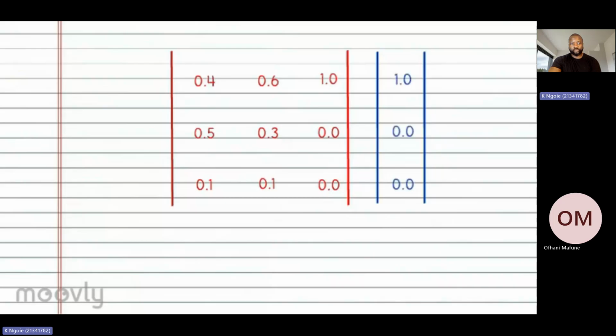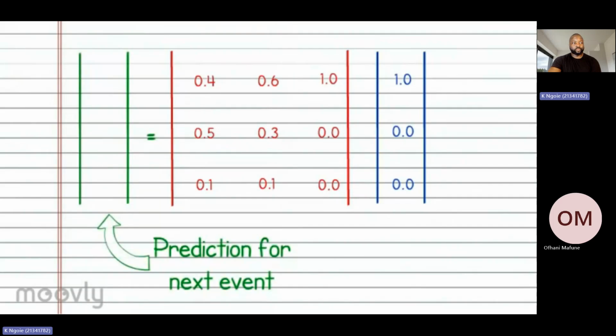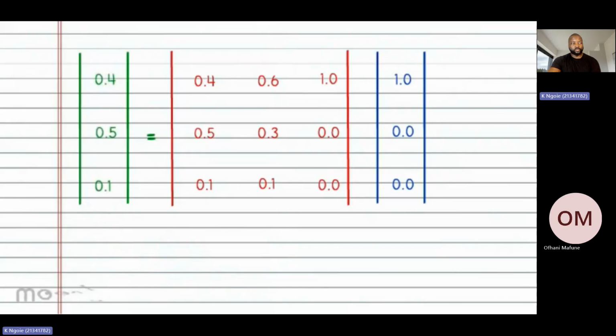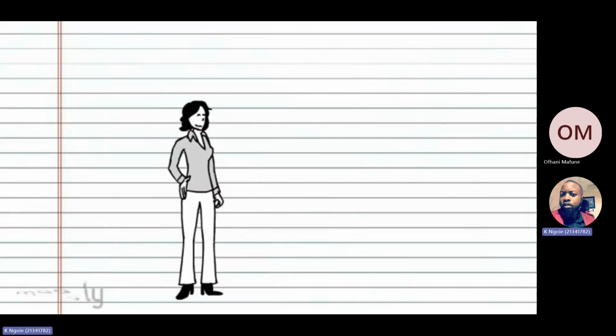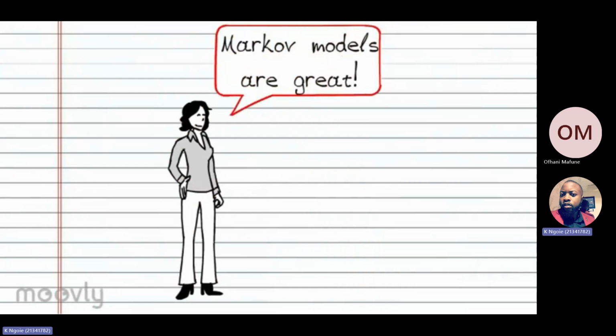If we multiply our transition matrix by this starting probability vector, then we get a new vector representing our prediction about where Romy will be 1 event in the future. We can apply the transition matrix again to see where Romy will be 2 events in the future. If we keep multiplying these transition matrices, then we can make a prediction where Romy will be at any time in the future, even if that time approaches infinity. Markov models can be a useful and powerful tool. Take it from Romy. Markov models are great.